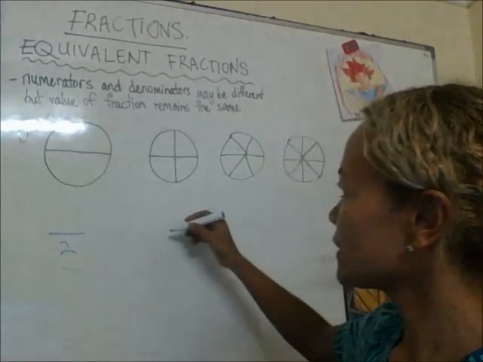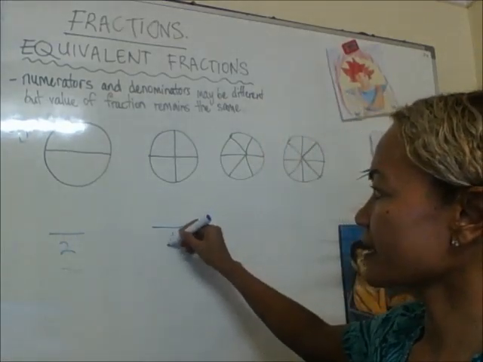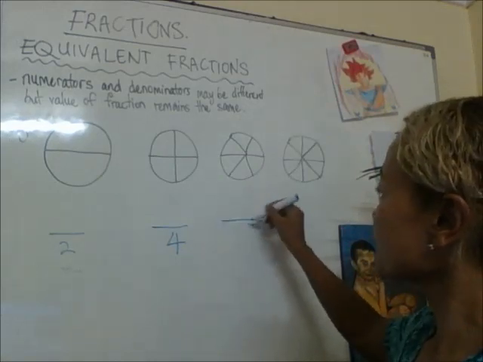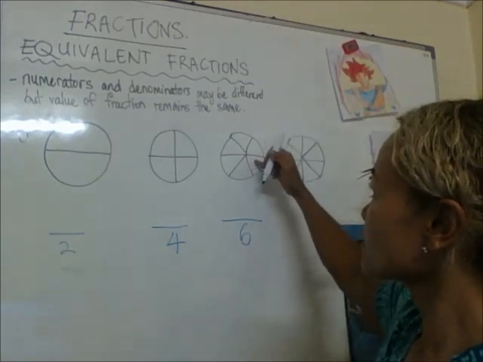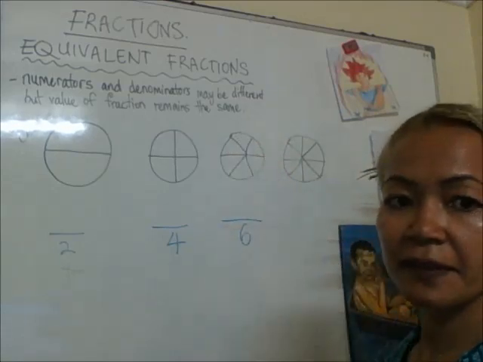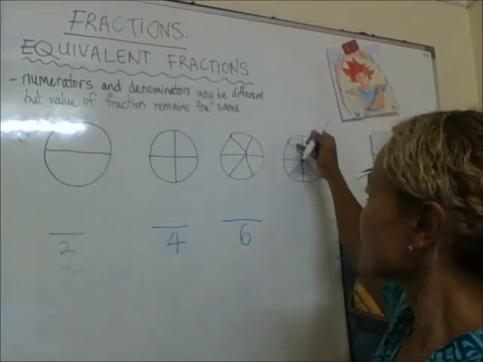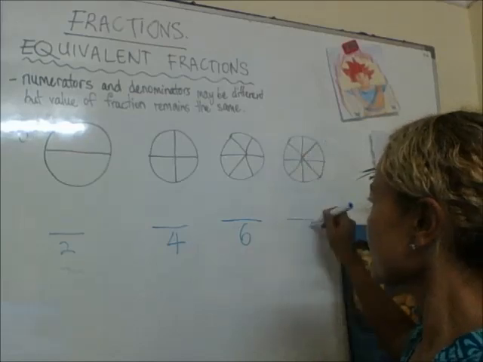Denominator is 2. Here the denominator is 4. Here the denominator is 6, because there's 1, 2, 3, 4, 5, 6 different parts there. And here 1, 2, 3, 4, 5, 6, 7, 8. 8 different parts.